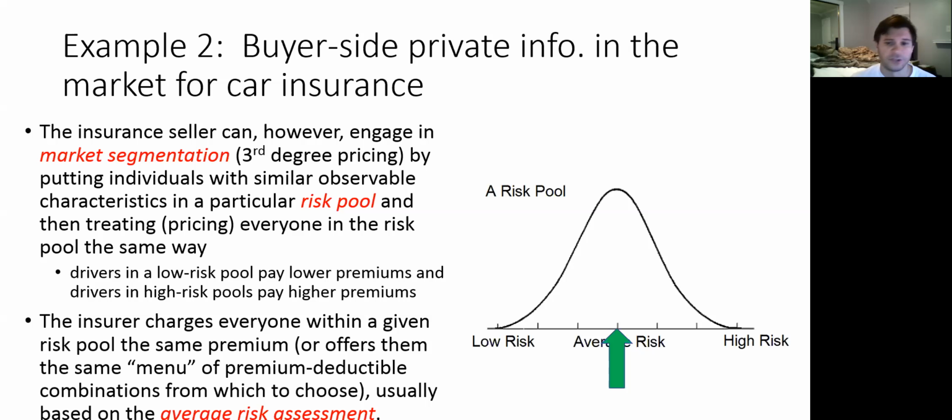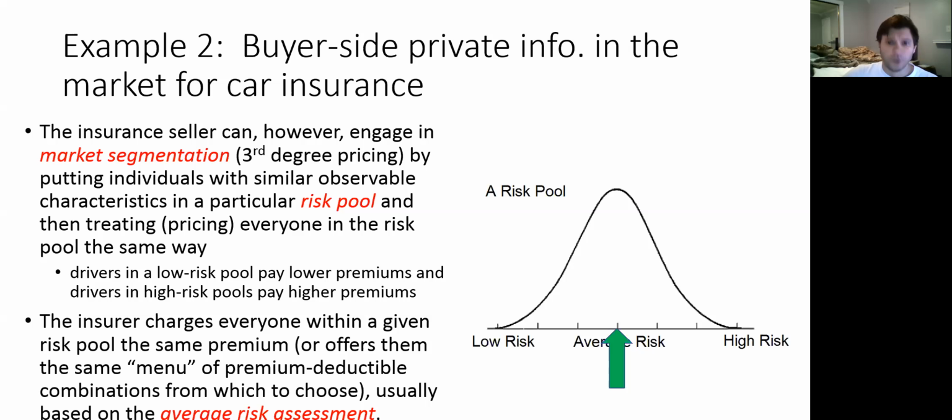Now, why don't you just say, hey, look at me, I'm low risk, charge me a lower premium, and reveal your risk type if you're low risk? Well, the insurer has no incentive to believe you because a high risk individual has the incentive to misrepresent themselves as a low risk individual in the same way. And there's nothing the insurer can really do to screen that, given that the risk type, in terms of your driving behavior, is an unobservable feature from their perspective.